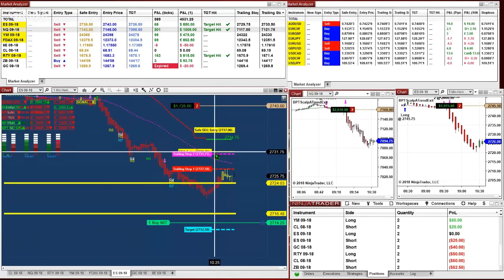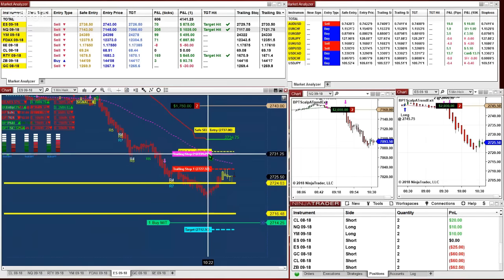And the second one is a major resistance. So if this ES goes above the major resistance, that means the whole fundamental of this market right now is changing direction from short to long.